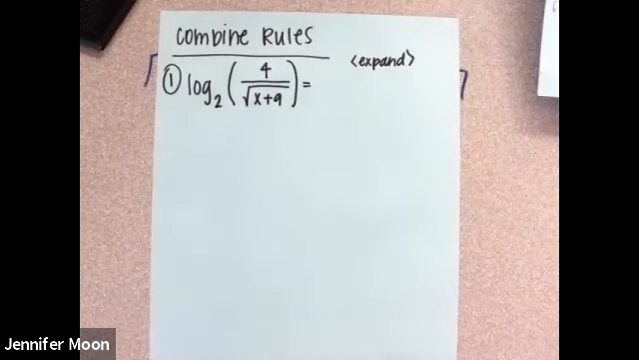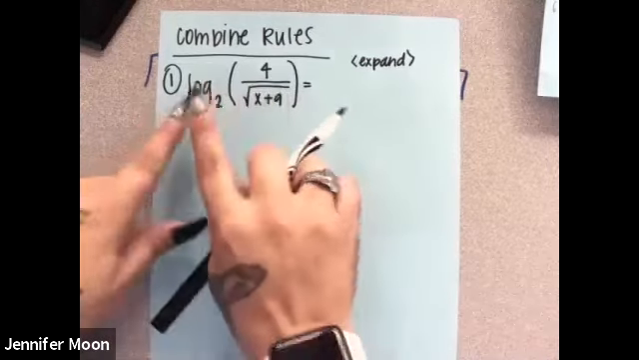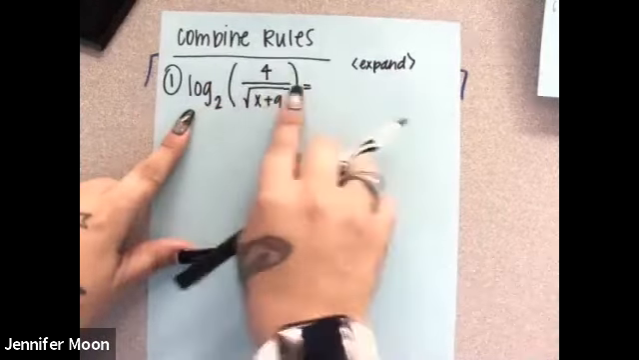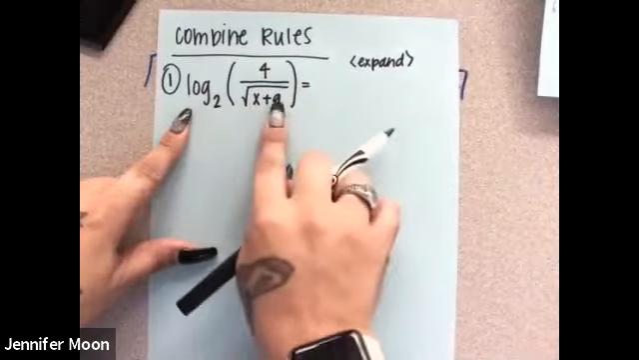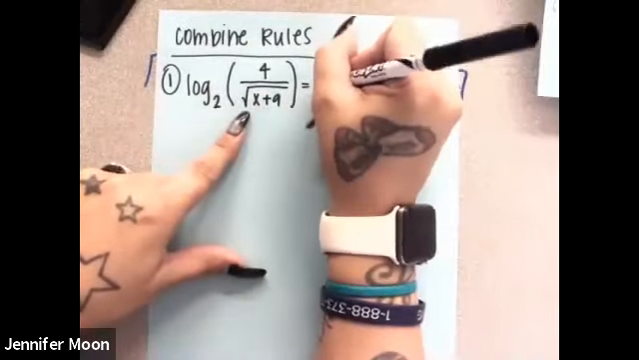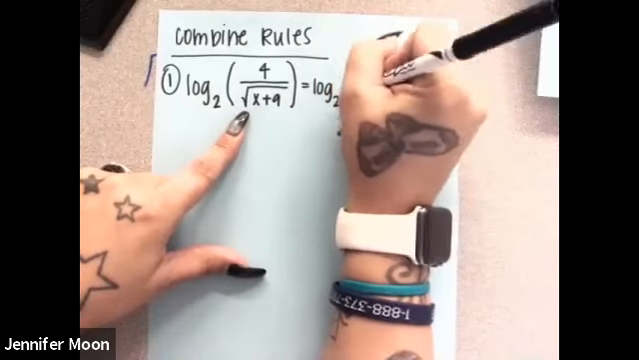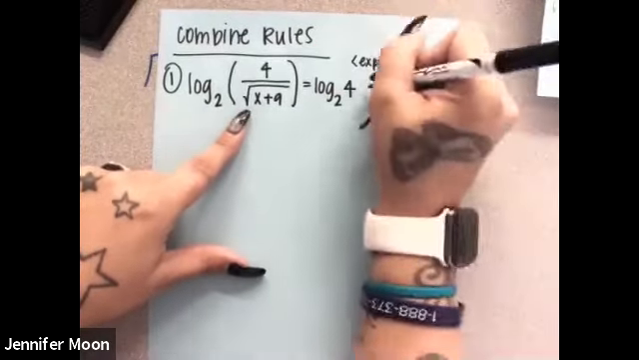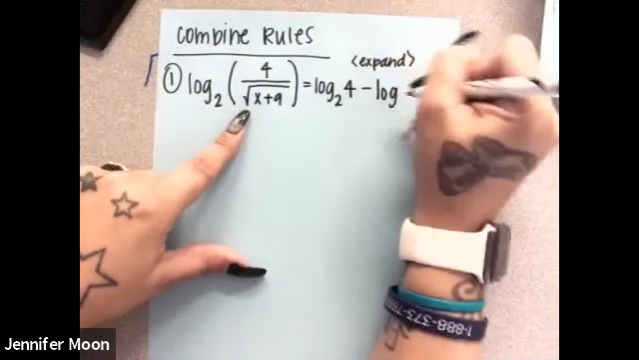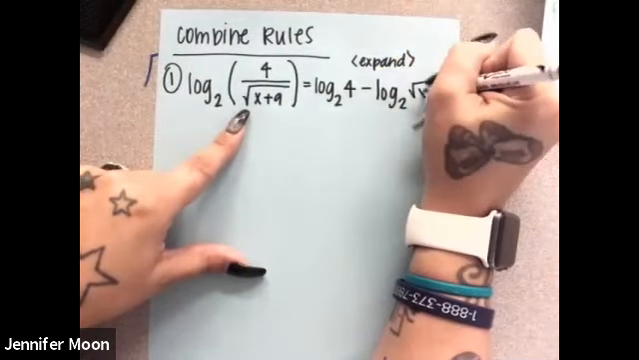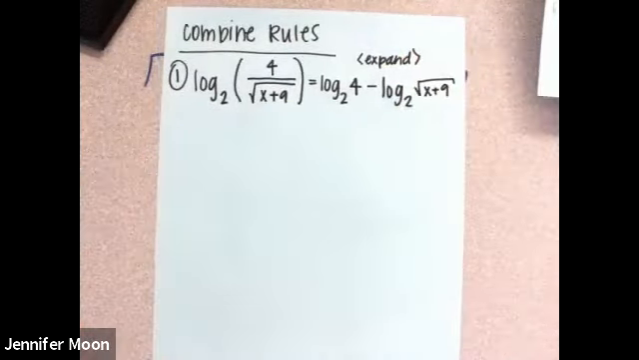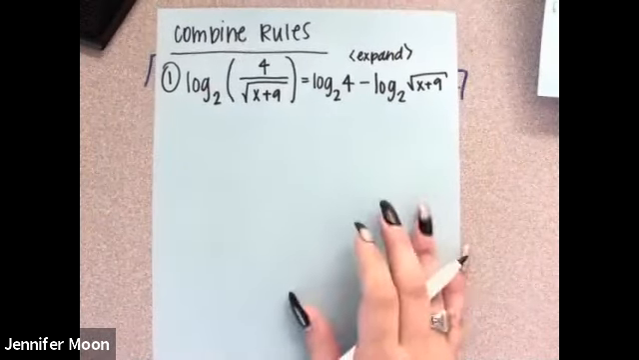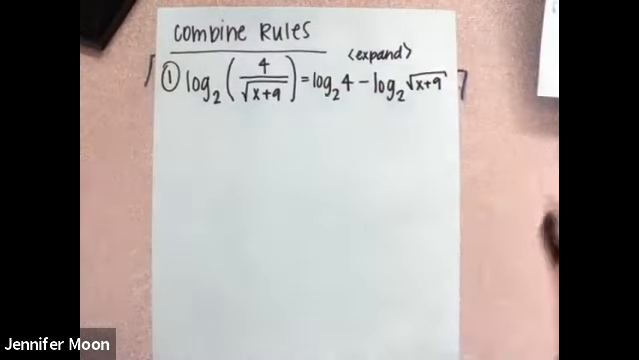So what you need to do is recognize that because it's written as a fraction, this divided by this, that's the quotient rule. That's that big minus sign. I take this of the numerator and I subtract from this of the denominator. So go ahead and write that. Log base 2 of 4 minus log base 2 of the square root of x plus 9. I feel like they get confusing here.